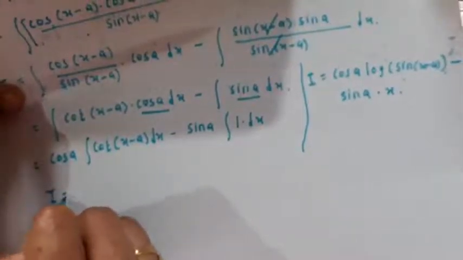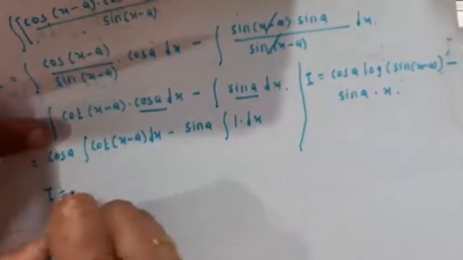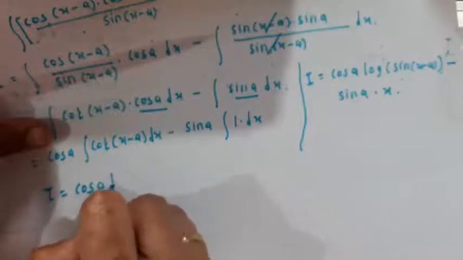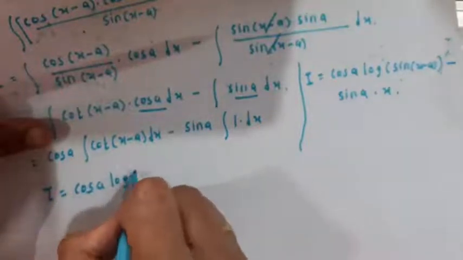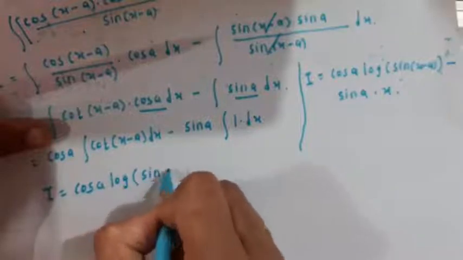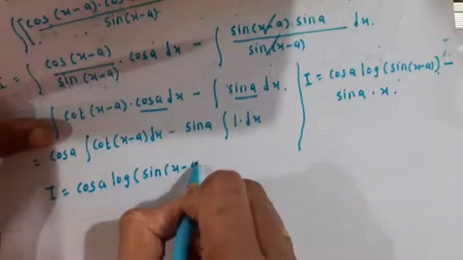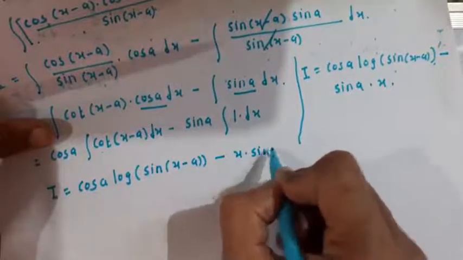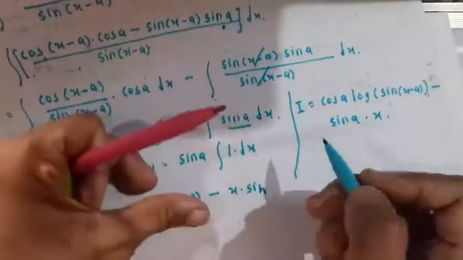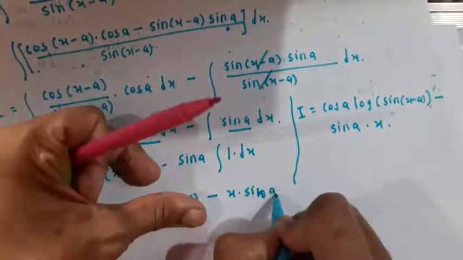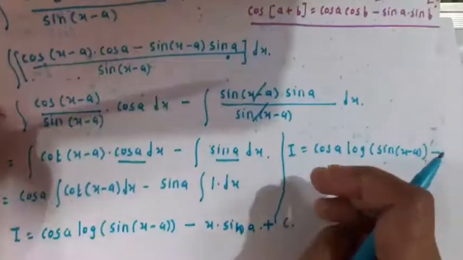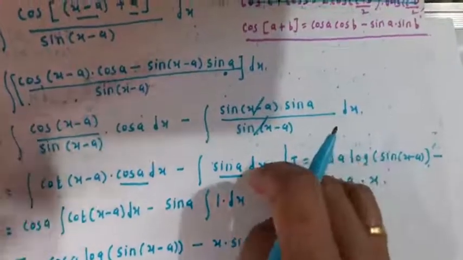Hence, our final answer: integration I is equal to cos a log of sin(x − a) minus x sin a, plus constant of integration c. In this way, we have solved this problem.